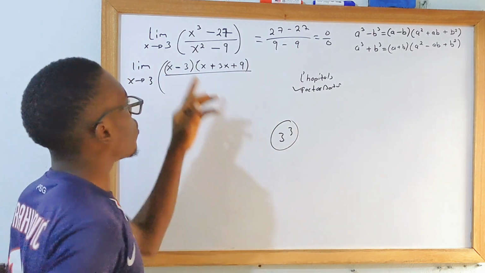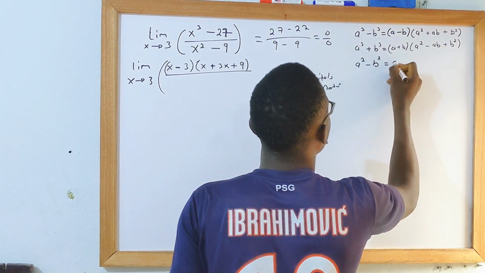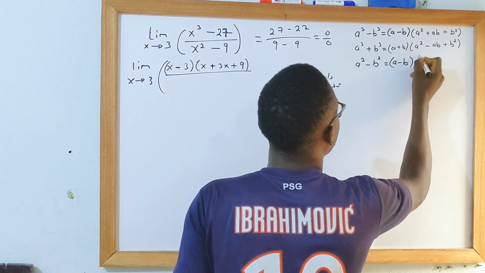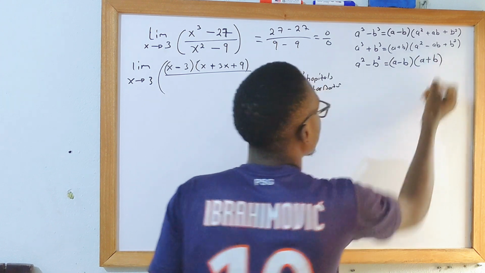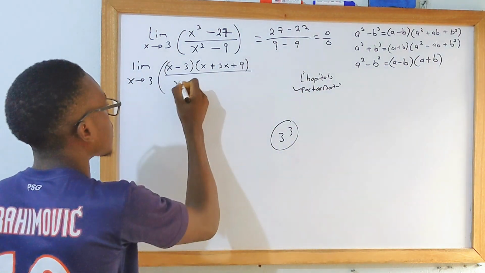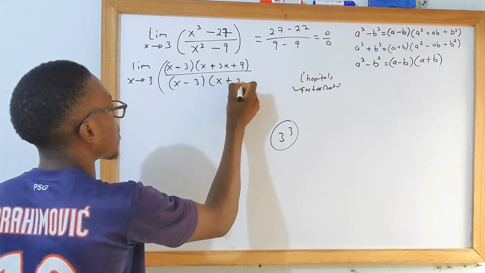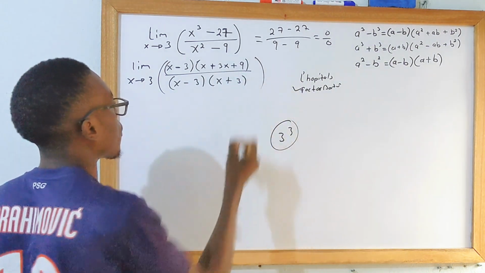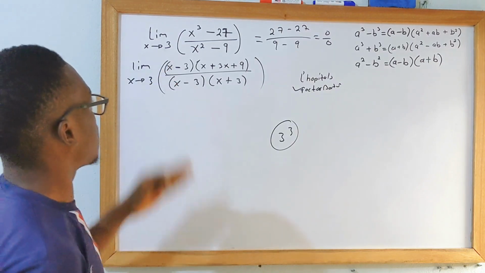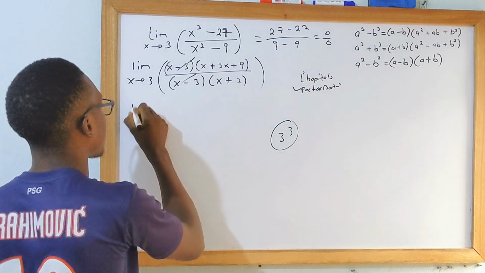And in the denominator, we know that a squared minus b squared is equal to (a minus b) times (a plus b). That is what we're going to be having. We substitute here and we have (x minus 3) times (x plus 3). At this point, we find ourselves having a simplification, because this and this are going to cancel out. We are going to be left with what?